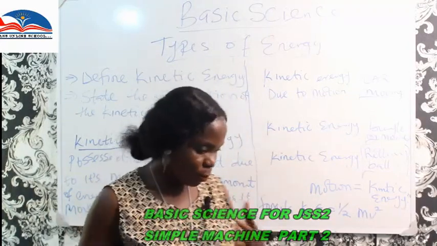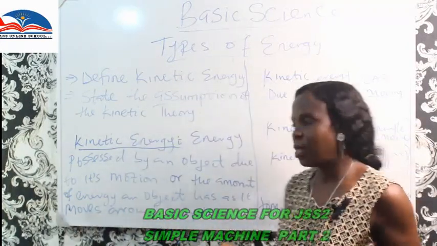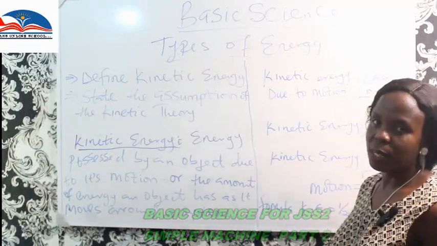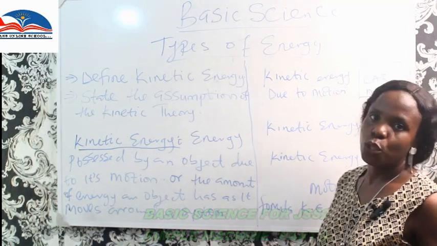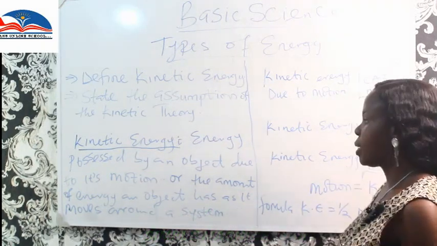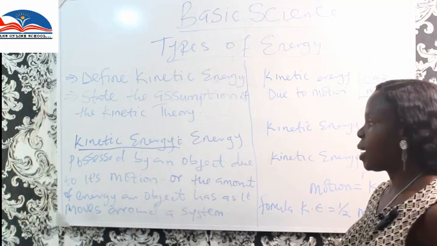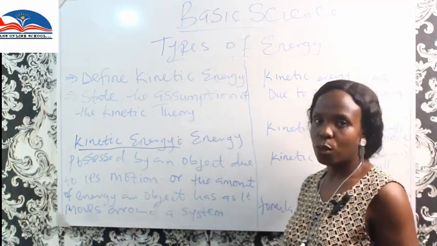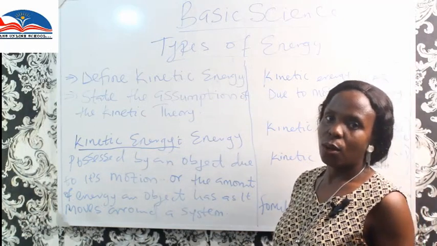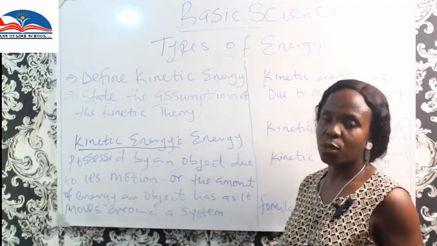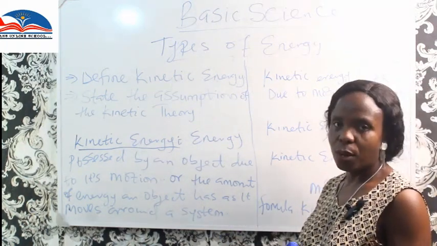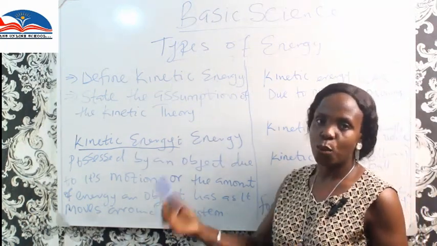Alright, so kinetic energy is an energy possessed by an object that is in motion, due to its motion. A car that is moving possesses kinetic energy because it's in motion. A rolling ball possesses kinetic energy because it's in motion.